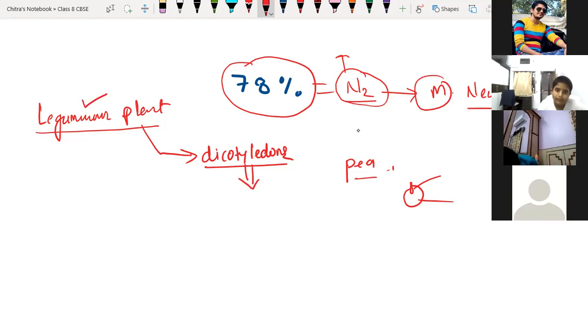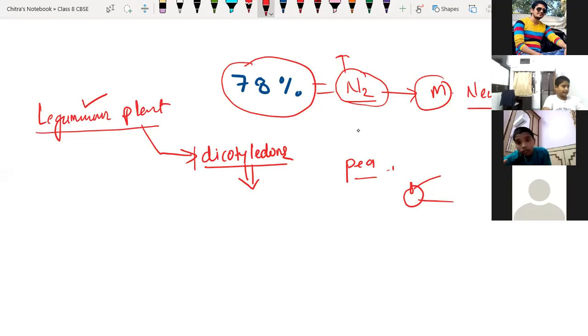Have you understood that first, everyone? Ma'am, sir means the other name of the leguminous plant is dicotyledon plant. Yes. Like we have gram, pea, and soybean. All these are leguminous plants because they contain two cotyledons in their seeds. That's why they are called dicotyledons.